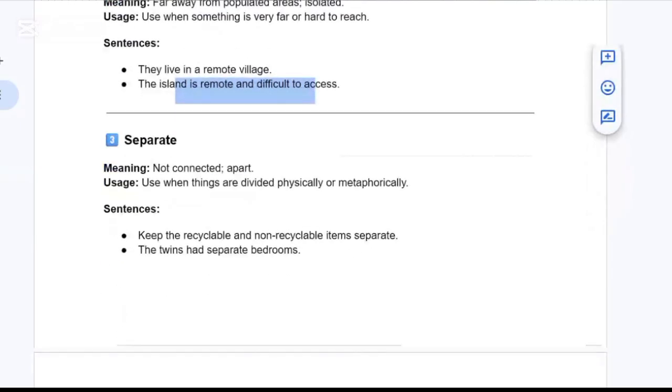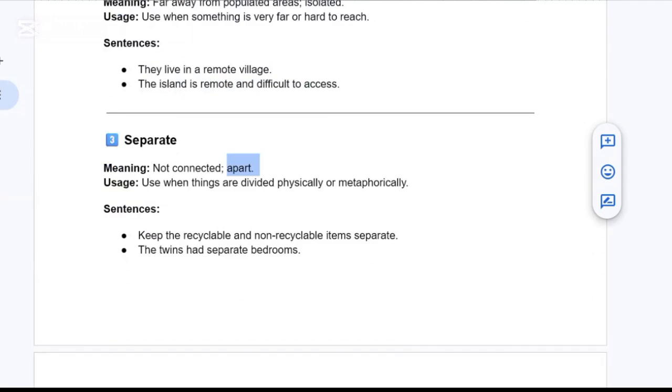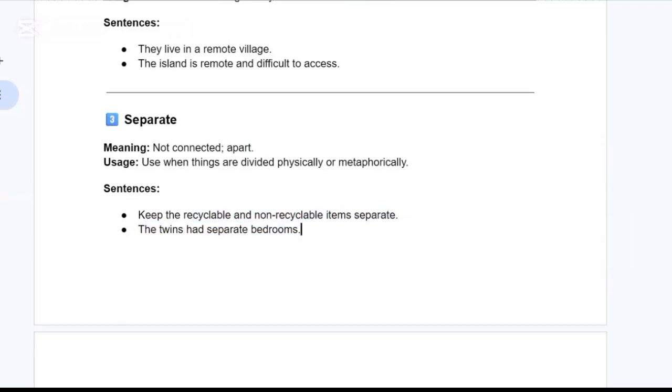Separate, not connected, apart. Used when things are divided physically or metaphorically. Keep the recyclable and non-recyclable items separate. The twins had separate bedrooms.